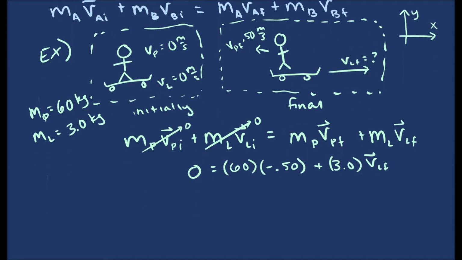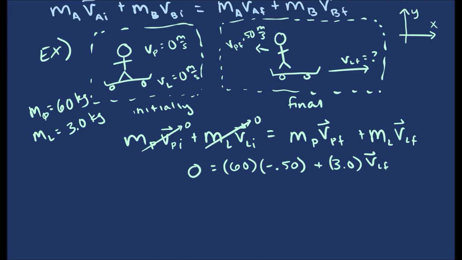Okay, so this is great. Now that we've set up our equation, we only have one thing that we don't know. That's the velocity of the longboard after the person has jumped off. So we take 60 times negative 0.5, that's negative 30, plus 3 v longboard final, and we get 10 meters per second is equal to our velocity of the longboard final. And this happens to be in our positive X direction.